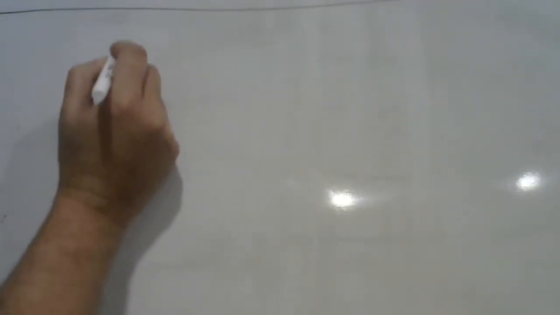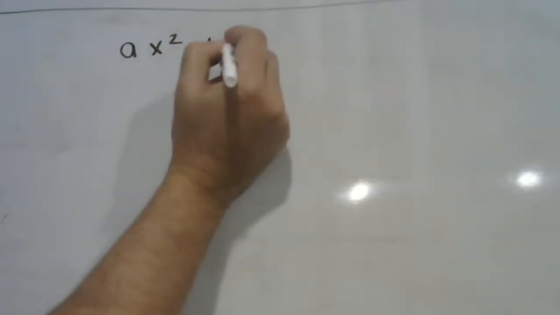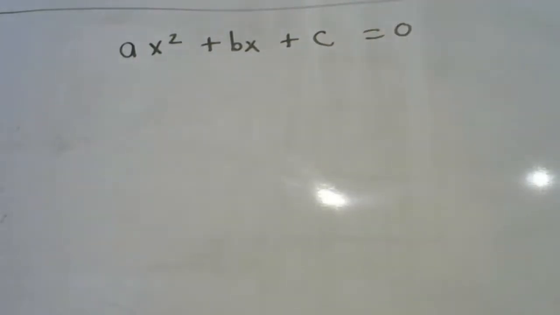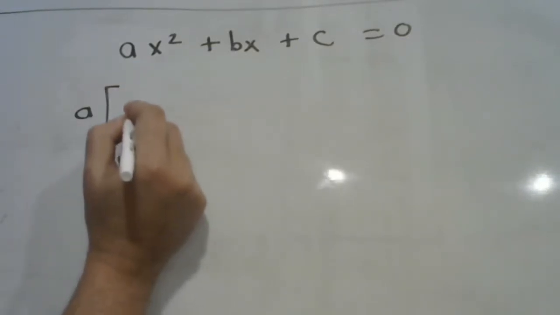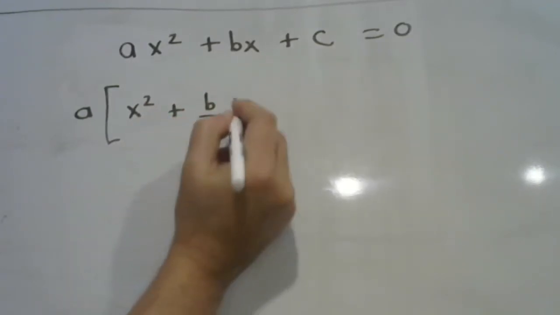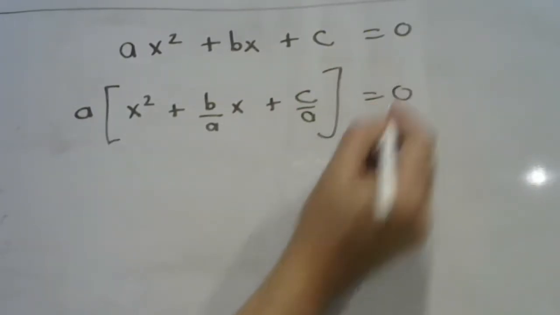Okay guys, so I'm gonna try to show you the proof of completing the square. Supposing you have ax squared plus bx plus c equals 0. This can be rewritten as a into x squared plus b upon a x plus c upon a equals 0.